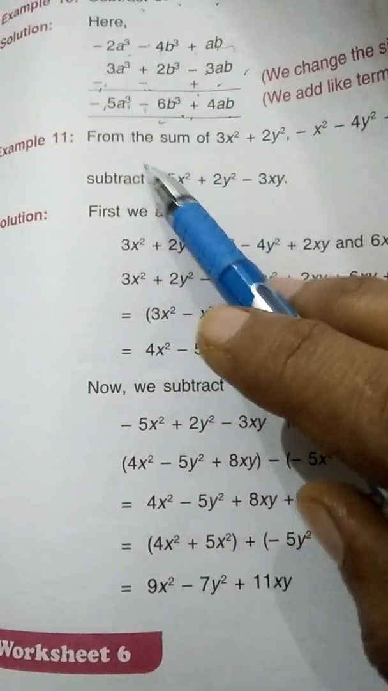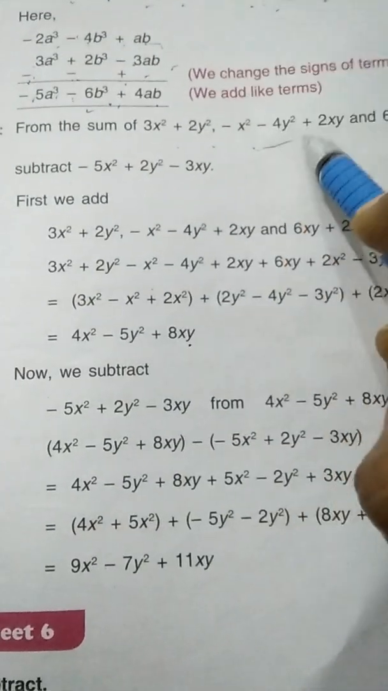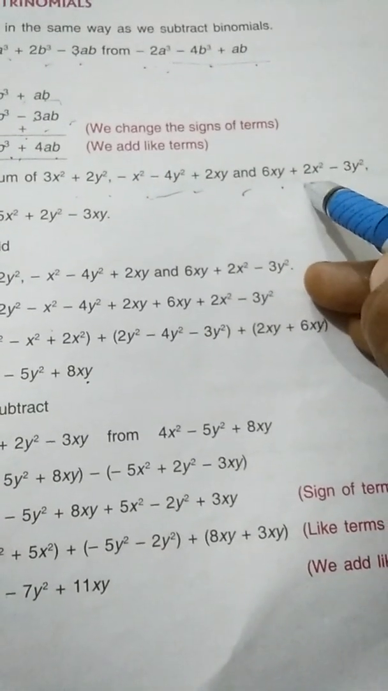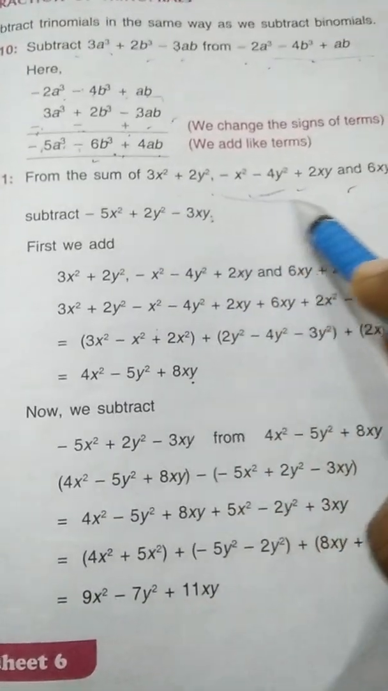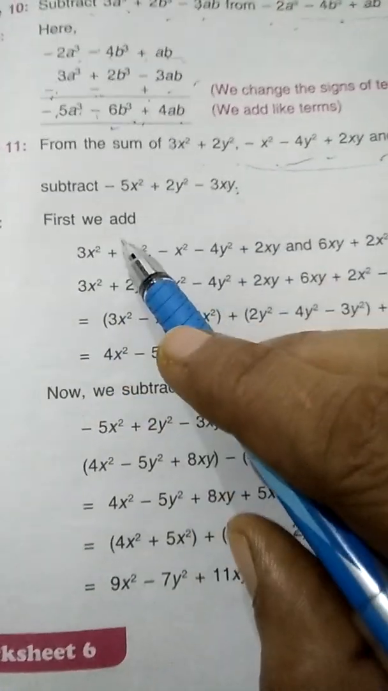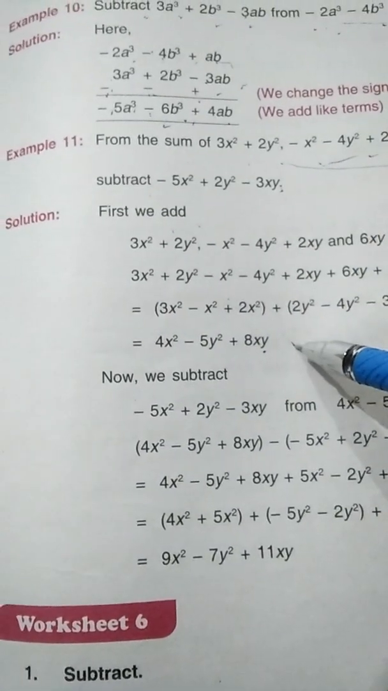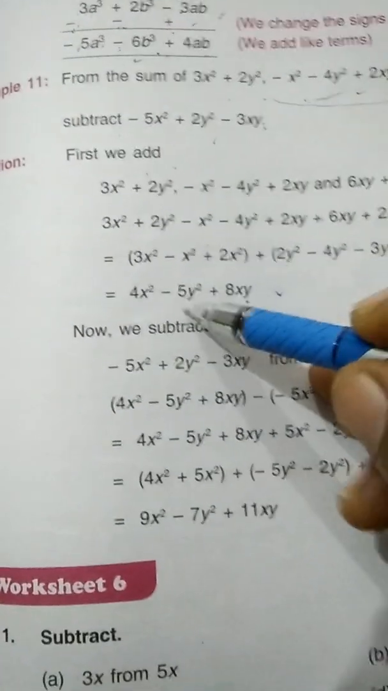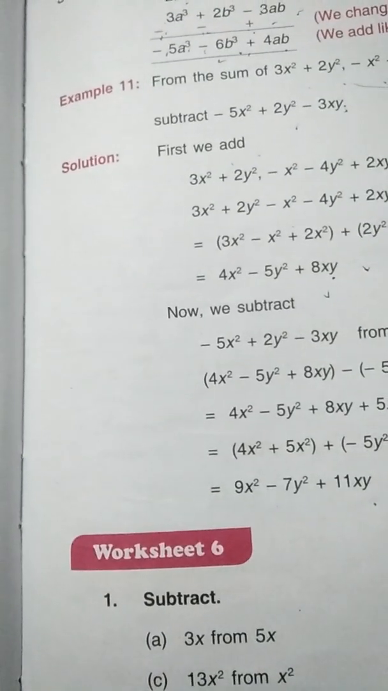Now example 11: from the sum of 3x square plus 2y square, minus x square minus 4y square plus 2xy, and 6xy plus 2x square minus 3y square, subtract this. So first of all we add all these expressions, then we subtract. First we add, by the horizontal method, then we subtract the sum of these three expressions from this. Okay students, this is how you will solve worksheet 6.